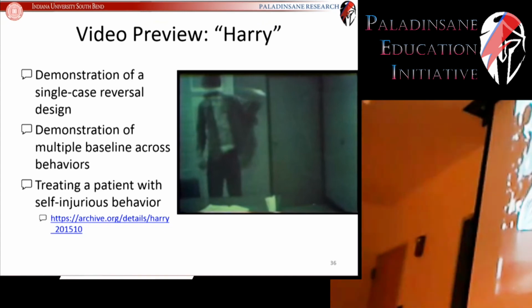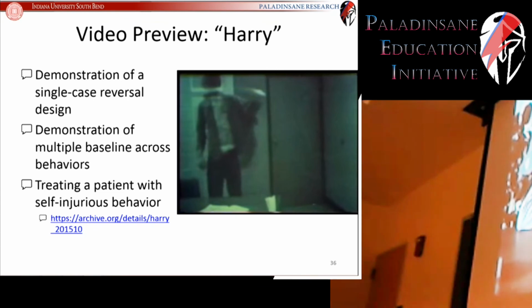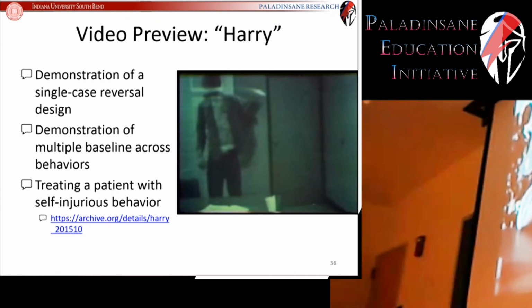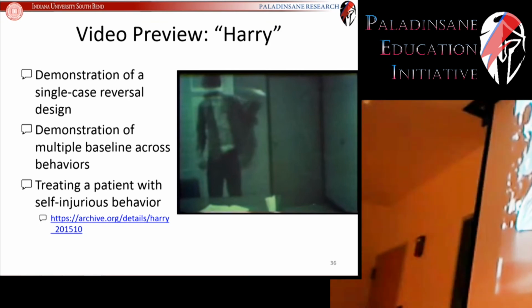The brief baseline revealed that Harry had a high, stable rate of self-abuse across a variety of conditions. It also revealed that Harry's self-abuse, although quite severe, was not so dangerous as to prevent us from proceeding with our treatment program.